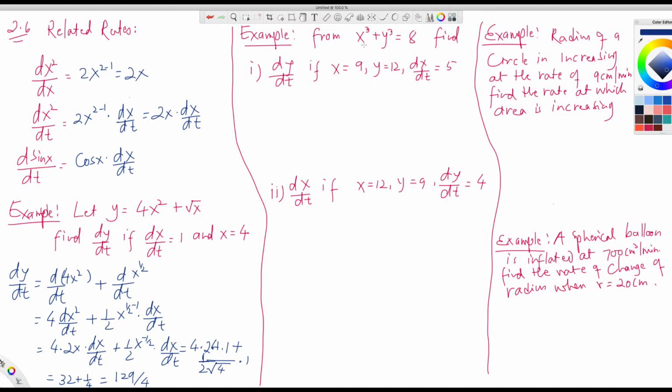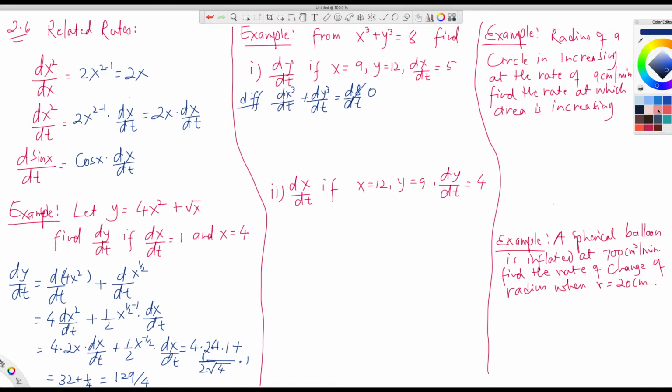Okay, let us do this problem. From this equation, x cubed plus y cubed equals 8, find dy over dt if x equals 9, y equals 12, and dx over dt is 5. Let's do that. Let us find the derivative. If you differentiate, you will get dx cubed over dt plus dy cubed over dt equals d8 over dt. I'm differentiating with respect to t, but this term is basically 0.